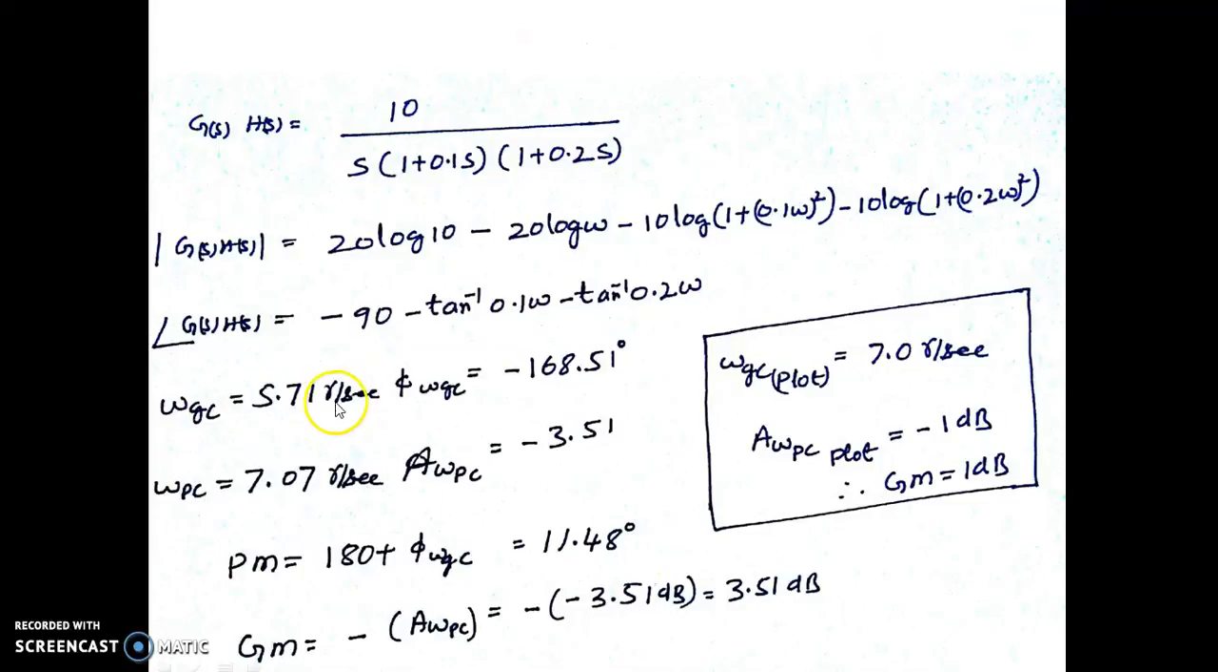Of course, we can see the theoretical omega GC and omega PC and their corresponding phases, magnitude, phase margin, and gain margin. This is from the plot. You can see there is a slight deviation from the theoretical calculation. It is supposed to be there because there is some approximation done in the plotting, because we are plotting an asymptotic plot.